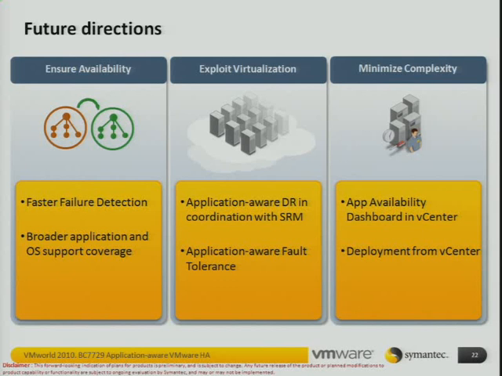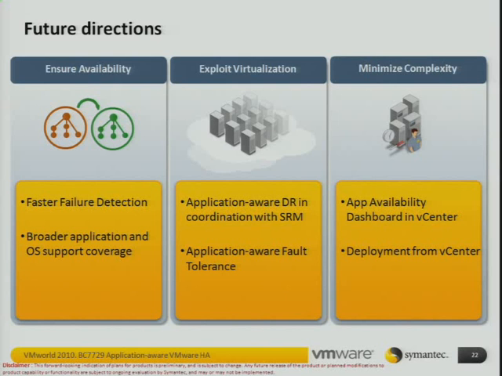So under the ensure availability bucket, we're working towards improving the speed of failure detection. Right now we are using a monitoring-based mechanism to find out as soon as the application fails. We want to move to an interrupt-driven model where as soon as the failure happens, we get notified that this failure has happened. So you spend less time in between two monitoring intervals to detect when a failure happens.